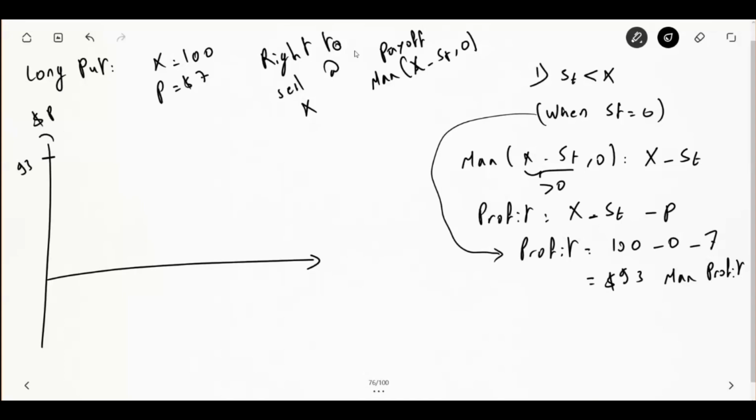So this is the profit or loss of the position, and here I have the stock price. At a stock price of 0, I will have my maximum profit of $93. Now, as ST increases above 0, my profit is going to go down until I reach 0, my break-even point. So after I determine my maximum profit, I'm going to determine my break-even point.